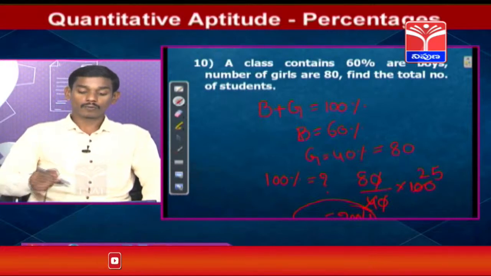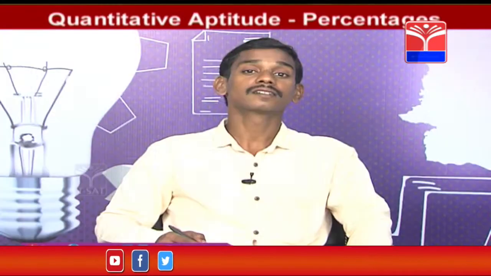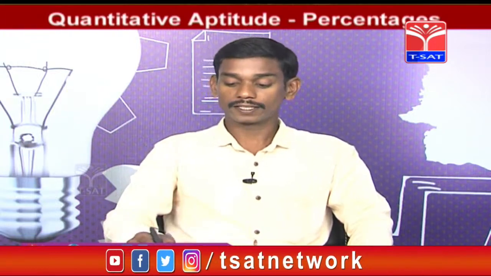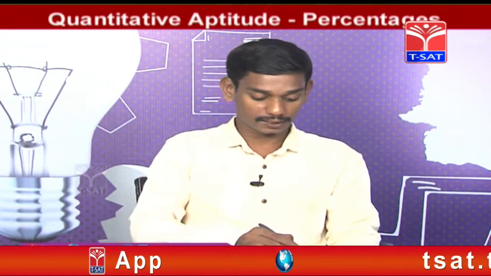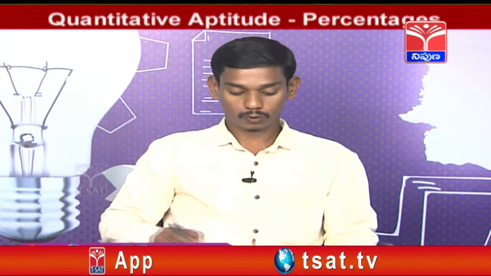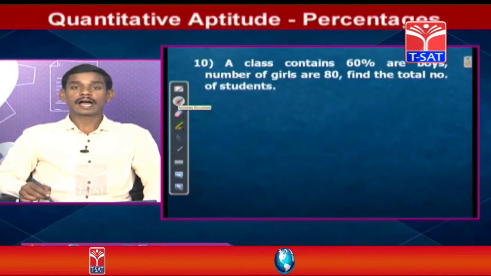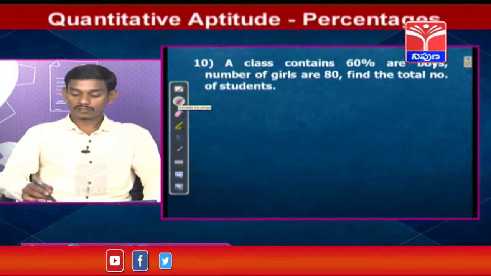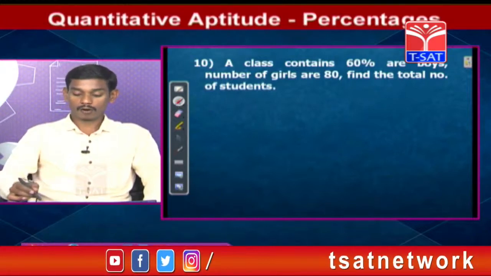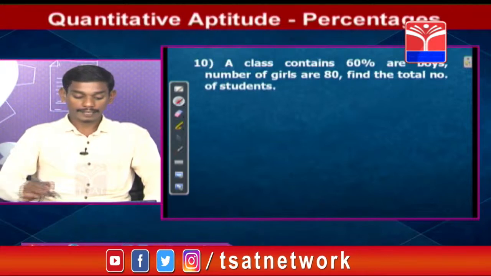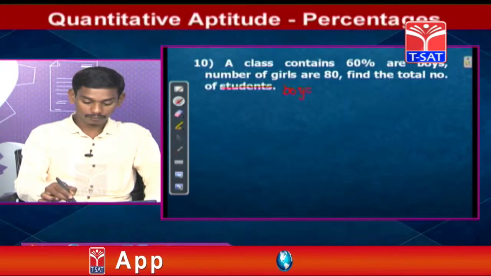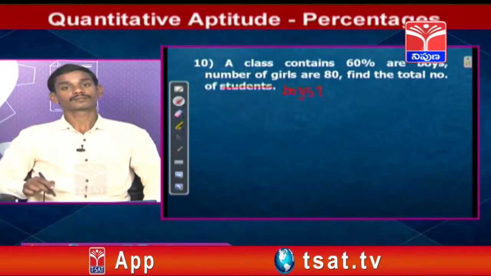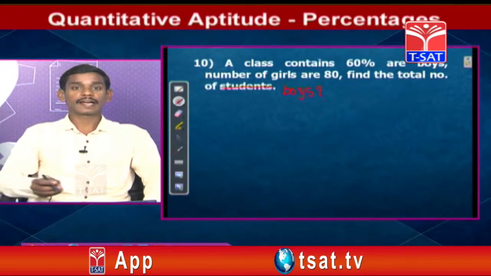Suppose it is asking to find the total number of boys. Okay, here the question is to find the total number of students, which means 200 members. In this question I will just change the question. Same question I am asking reversely. Before, find the total number of students. Now I am asking to find the total number of boys. See, the question I will change a little bit.